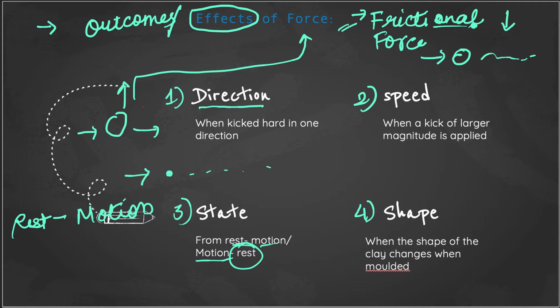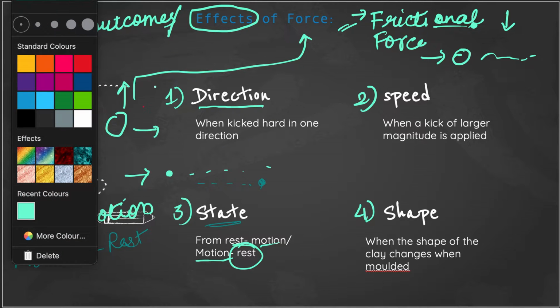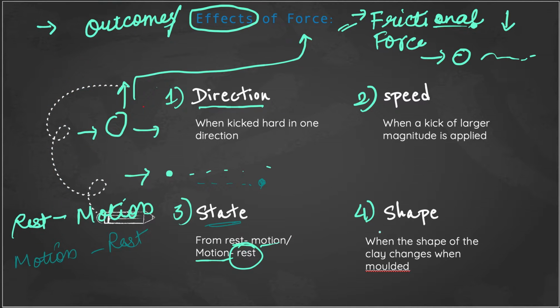Whereas if I say that the ball was in motion and someone came and stopped the ball, we can say that the ball came from motion into the state of rest. So we can see the change in the states as well.